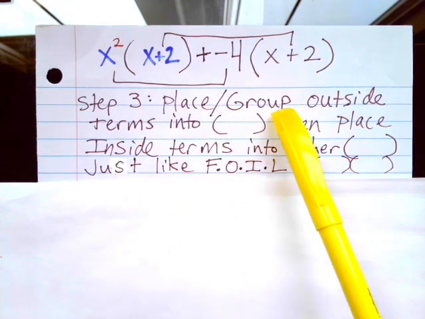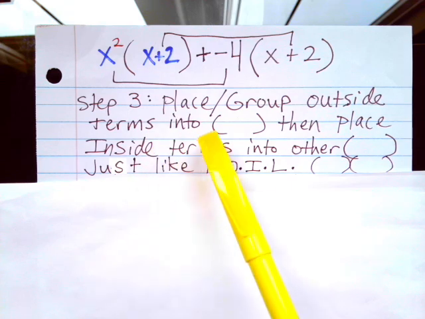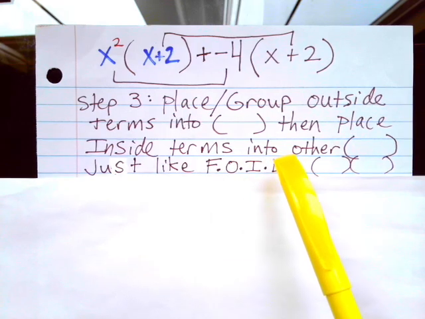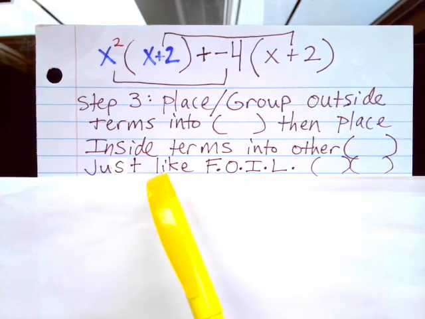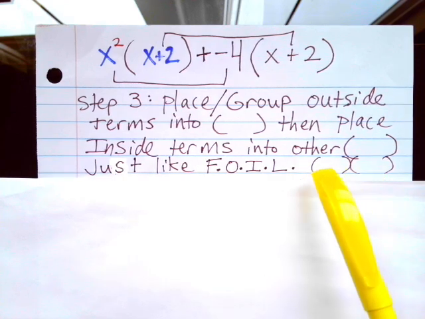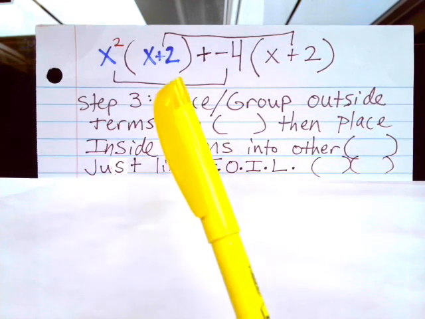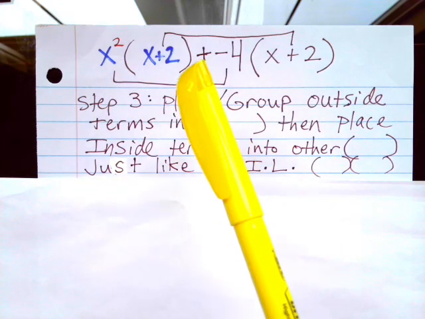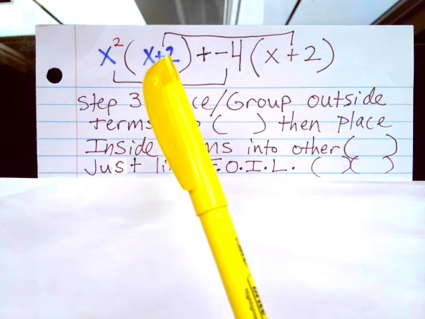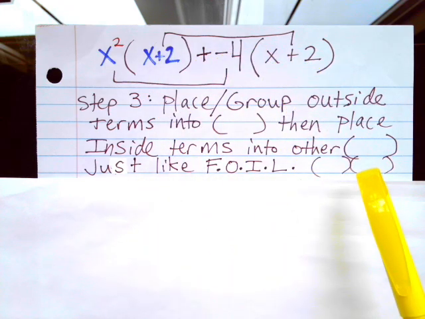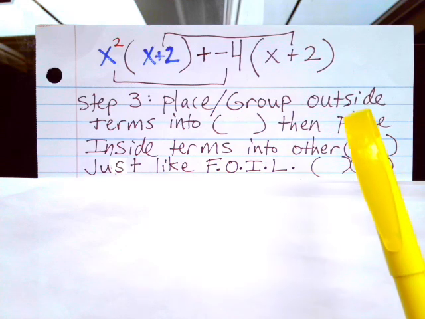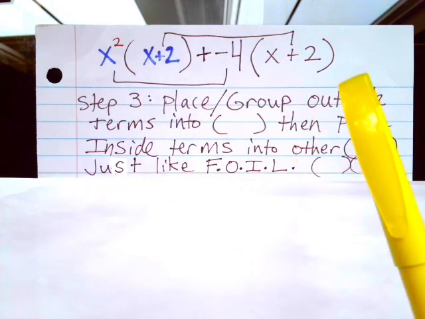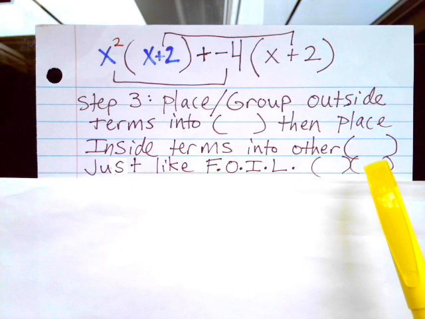So step 3, place or group the outside terms into parentheses and then place the inside terms into another parenthesis, just like you would FOIL, having the parentheses right next to each other. So x squared plus a -4 goes in one set of parentheses. Then x plus 2, that's already inside the parentheses, goes into the second parenthesis. You have the same exact terms inside the parentheses, and you're going to put both of those into one parenthesis.